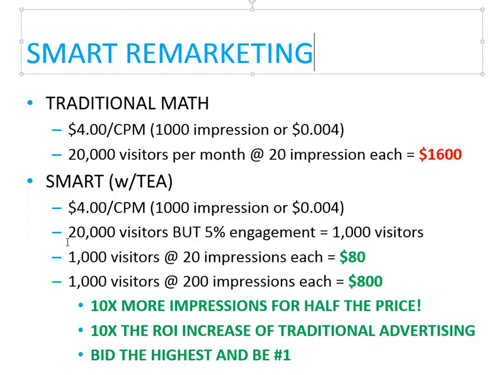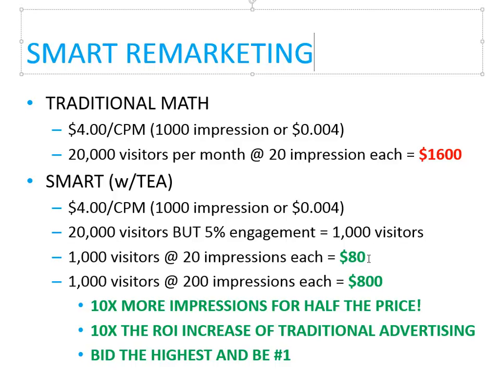Now, in our scenario with smart remarketing, we're saying, look, what if you have 20,000 people, but only 5% are actually engaging with your site over the month? So you're really only having 1,000 people on your site that you really should care about. So if you follow that same formula, 1,000 people, and you do 20 impressions, you're really only spending $80, right?